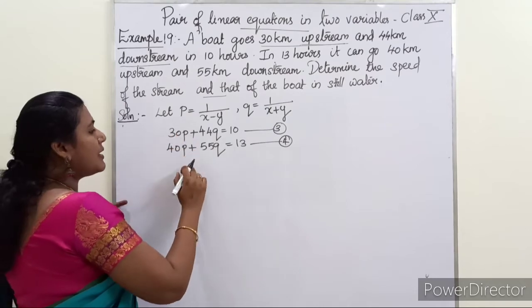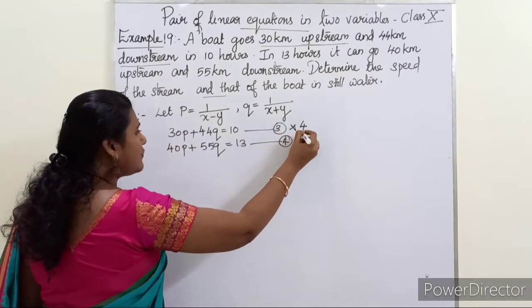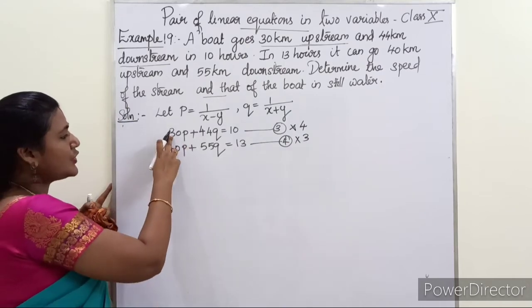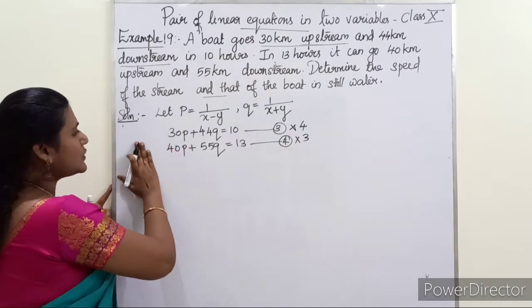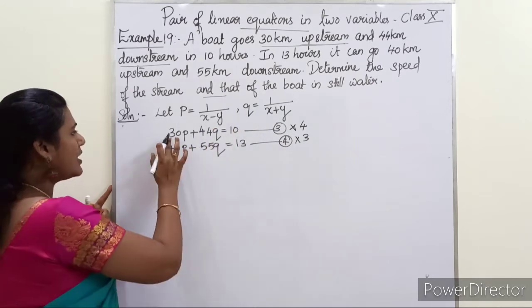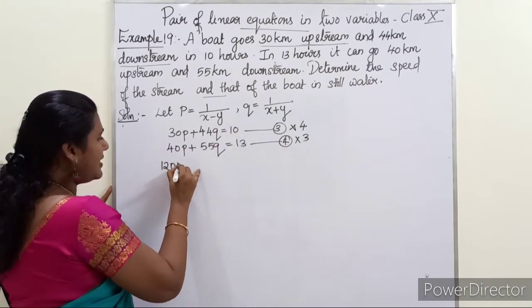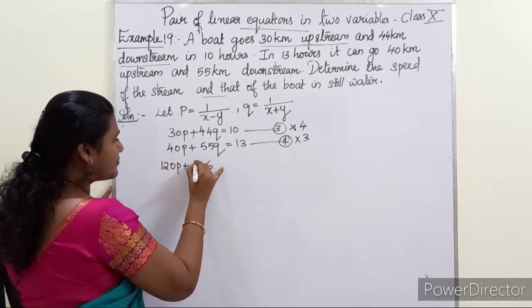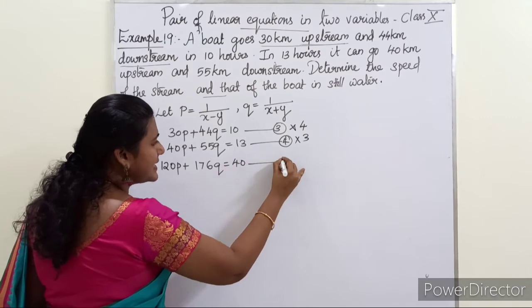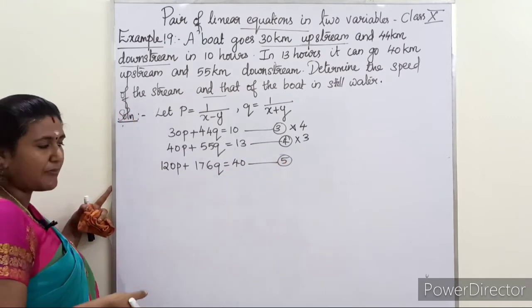I am going to multiply the third equation by 4 and the fourth equation by 3, so that the coefficient of p will become the same. So the third equation I am going to multiply by 4. So 120p plus 176q is equal to 40. This is the next equation. We will name it as number 5.